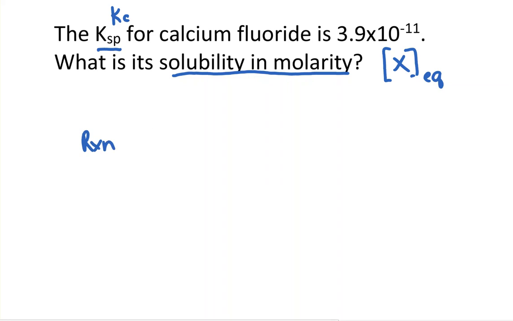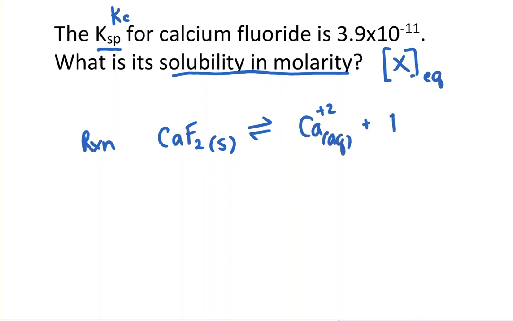So for this, it is solubility, so our reactant is just the solid, and it will be breaking into its two ions. Remember, we need to watch coefficients. They play a role in so many parts of this. So that's our reaction, just the solid dissolving.